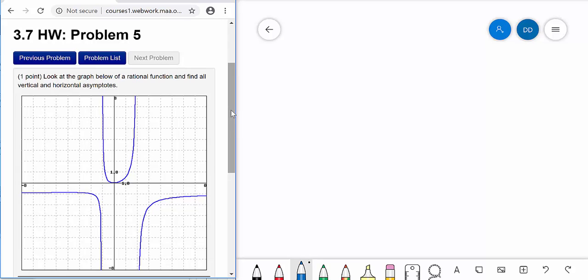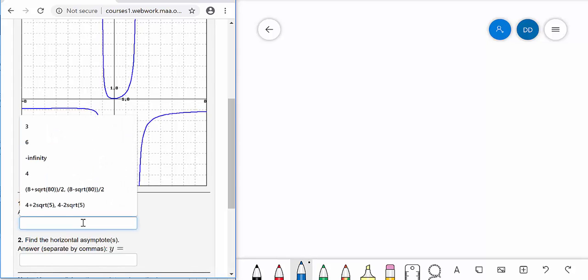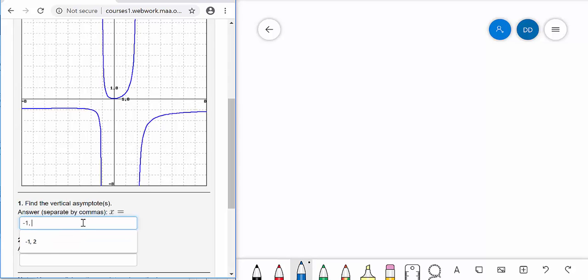Now the last problem, number 5, says to look at the graph below and find all the vertical and horizontal asymptotes. On this function, the vertical asymptotes appear to be here at x equals negative 1 and x equals 2. They should have a graph that has whole number answers here to make it a little easier. So to me, it looks like the vertical asymptotes are at x equals negative 1 and at x equals 2.